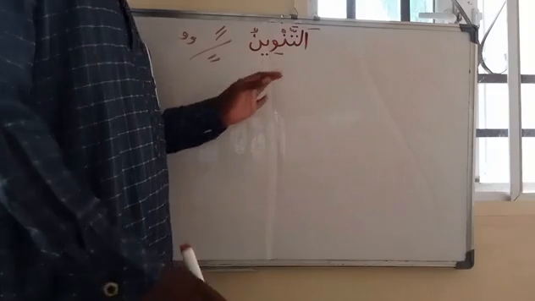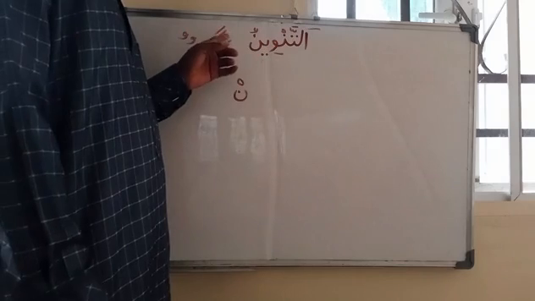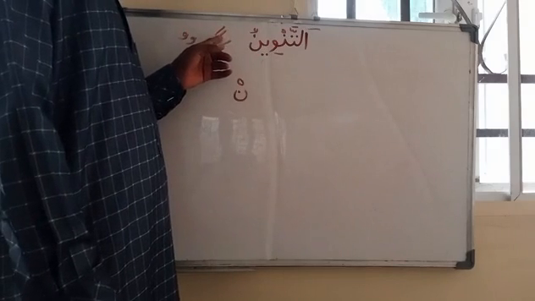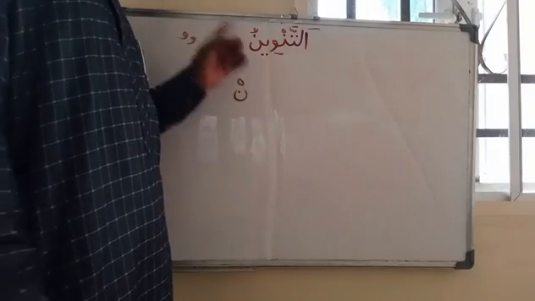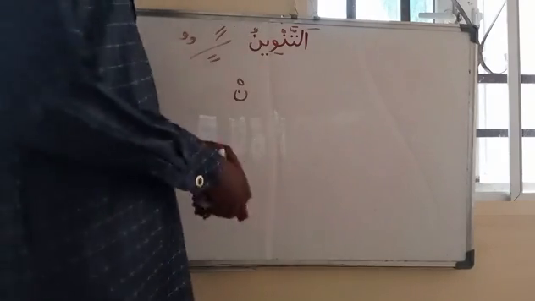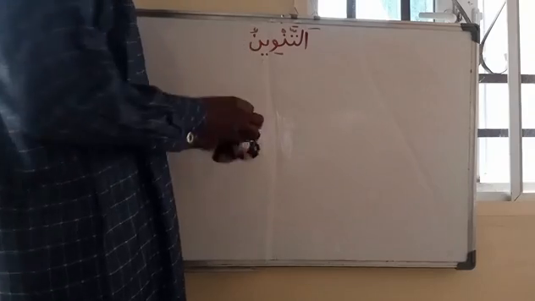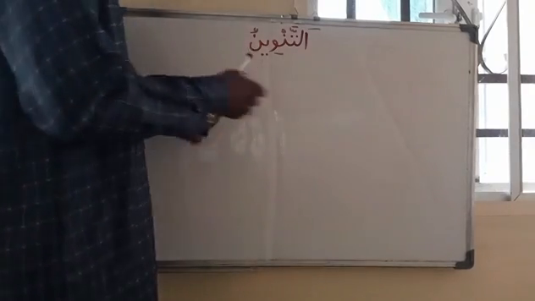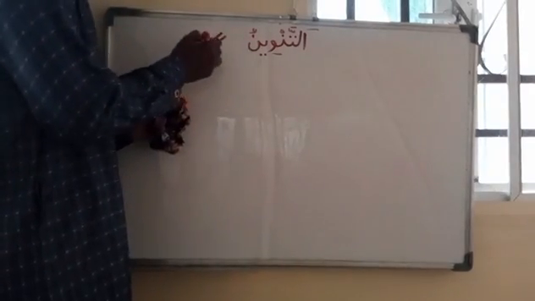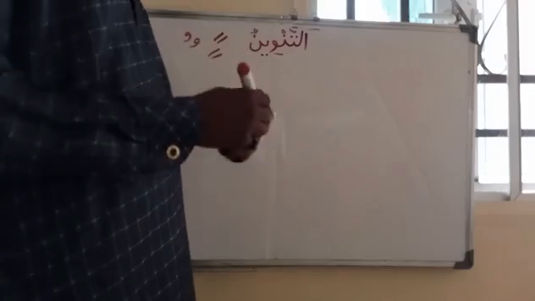So words that are names are the ones where you will find fathatan, kasratan or dammatan endings. That is one of the indications that a kalima is a name, what we call ism. So that is tanween. The sign of a tanween is simple: it is to have either fathatan, kasratan or dammatan on the last letter of a name.